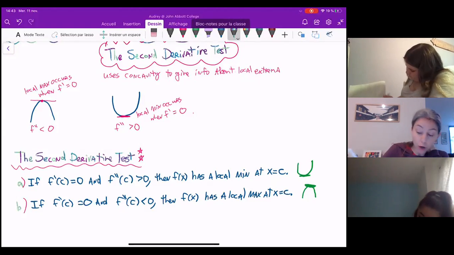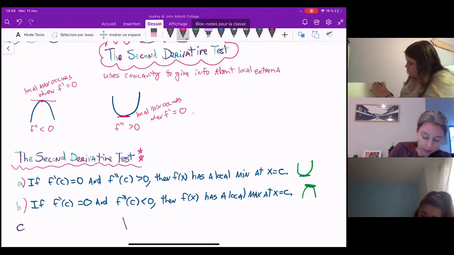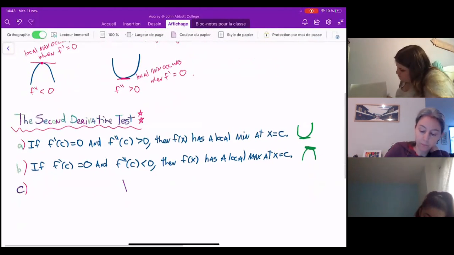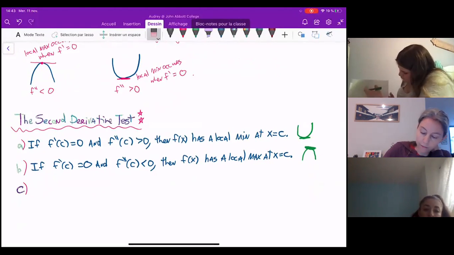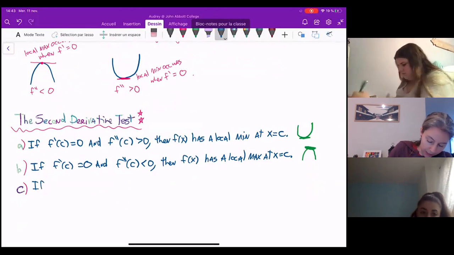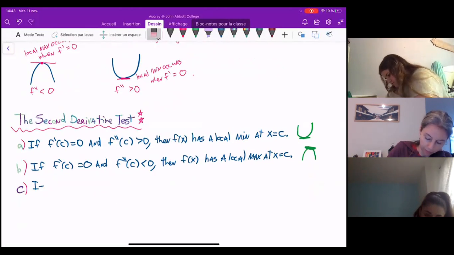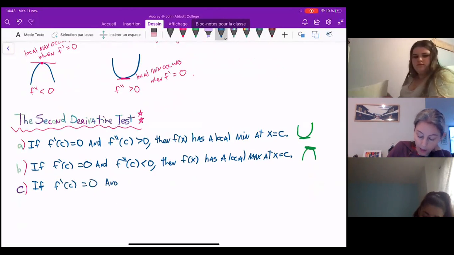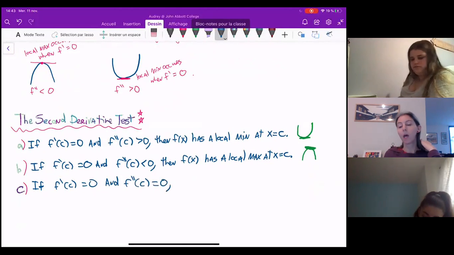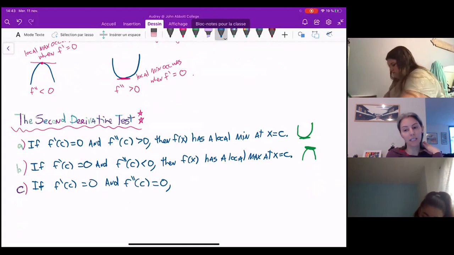Okay, the third thing the second derivative test tells us is that if f prime of c equals 0 and f double prime of c equals 0, then the second derivative test is inconclusive.